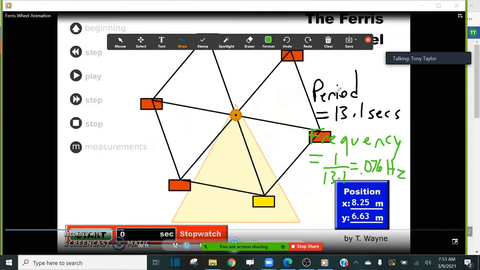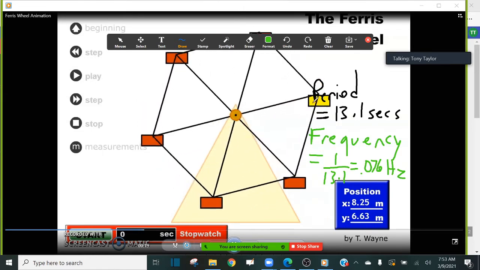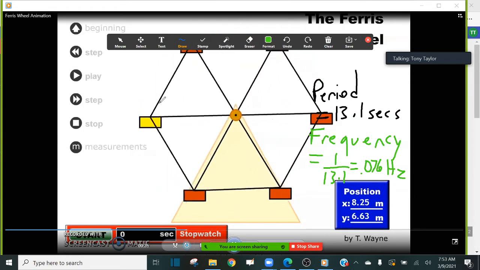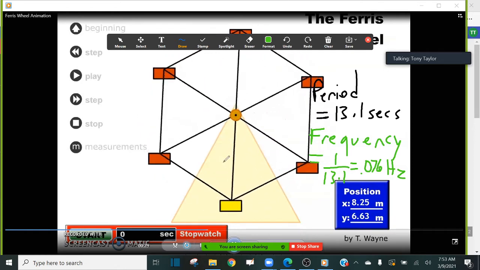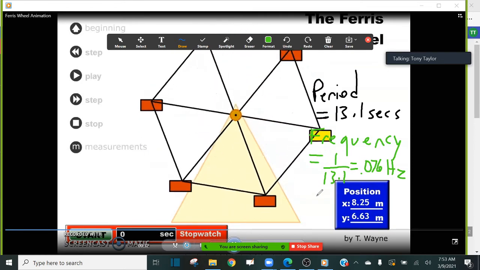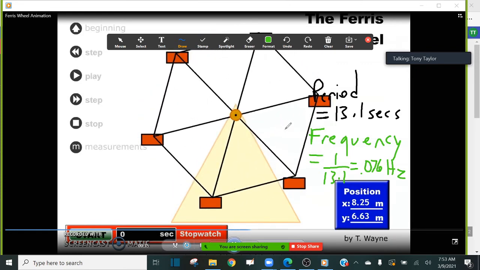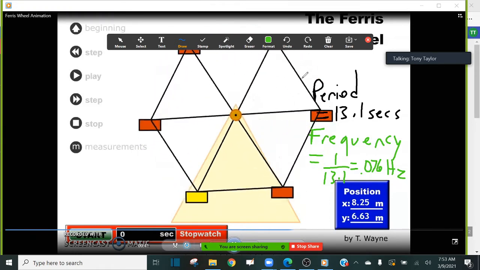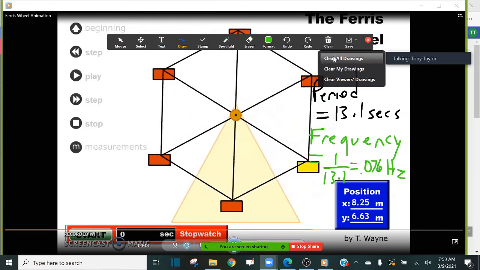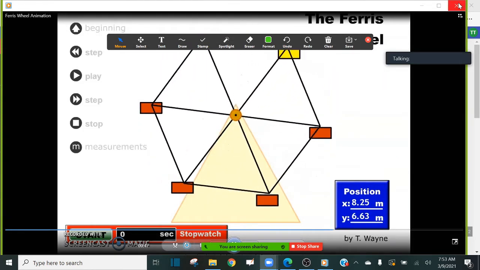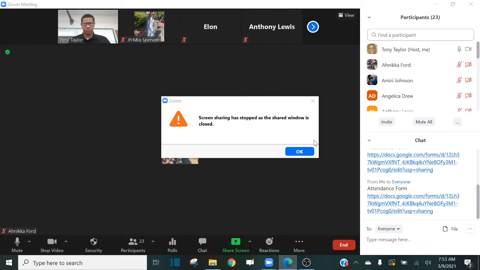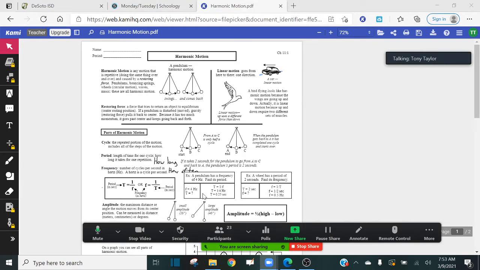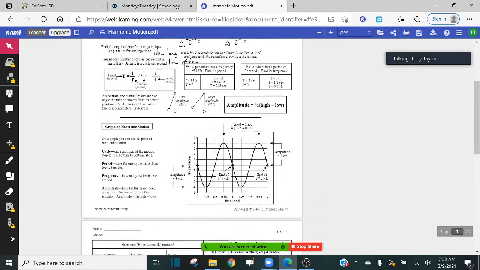Remember what these terms mean. Period means how long it takes for this top Ferris wheel here to go one cycle, whereas frequency means the number of cycles in 1 second for this Ferris wheel. Okay, so just keep that in mind. All right. So let me close the screen here. Okay, so with that said, let us go back to these notes here.